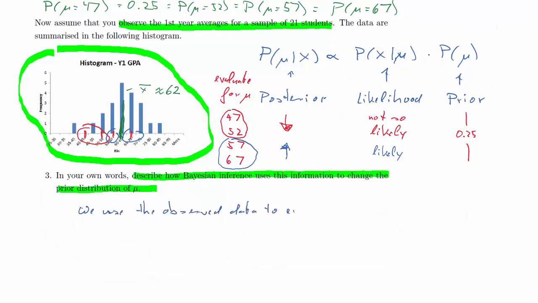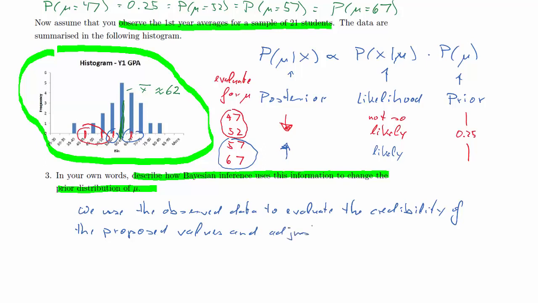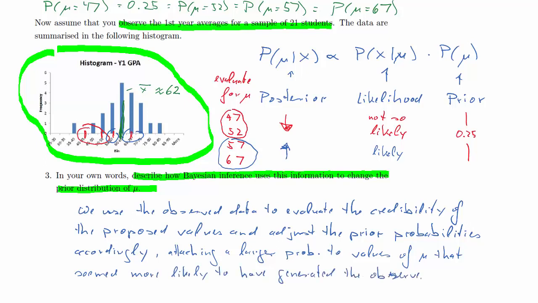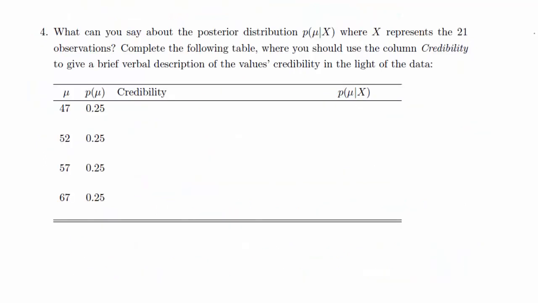How do we say that in words? What we do is use the observed data to evaluate the credibility of the proposed values for mu, the four possible values, and then we adjust the prior probabilities accordingly, meaning that we will get an increased posterior for the values of mu for which the data were more likely. So that's the basic idea. Let's put that into practice.